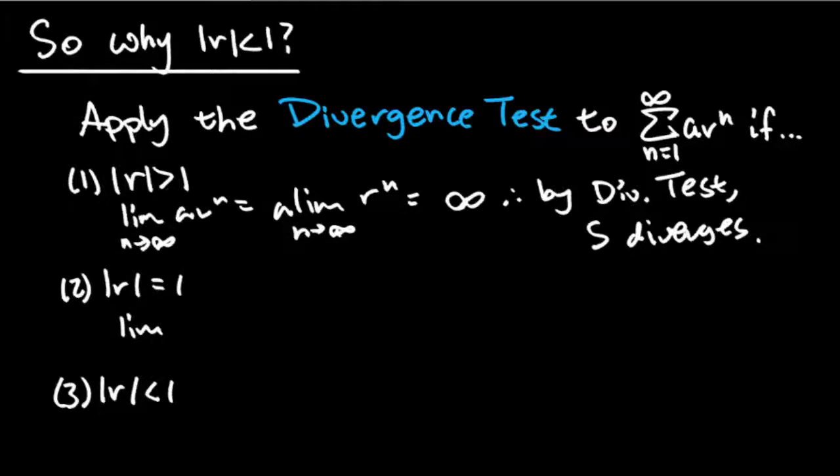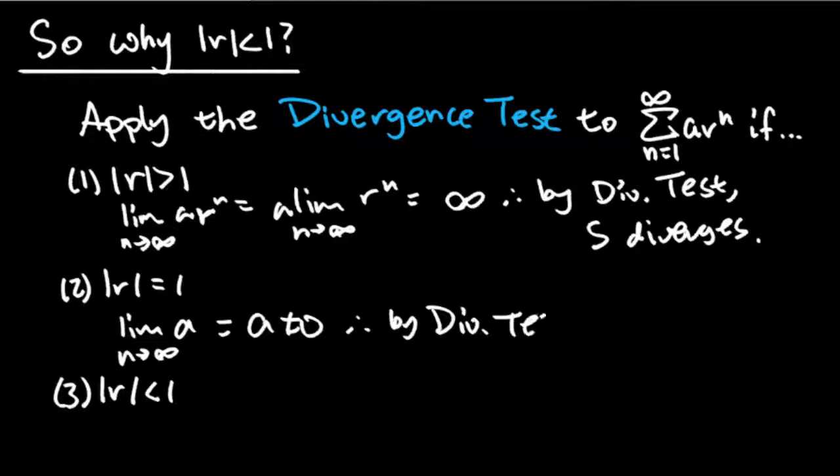Well, how about if r equals 1? Then we just have the limit as n approaches infinity of a, because r to the n, if r is 1, is 1 to the n power, so it's just a, but that's also not 0. Therefore, also by the divergence test, the series diverges.